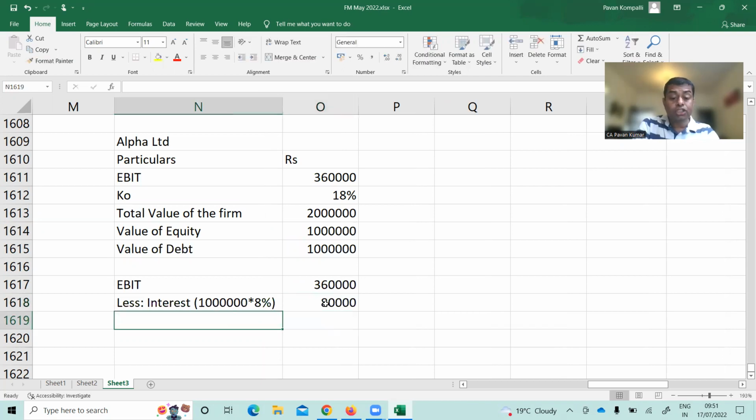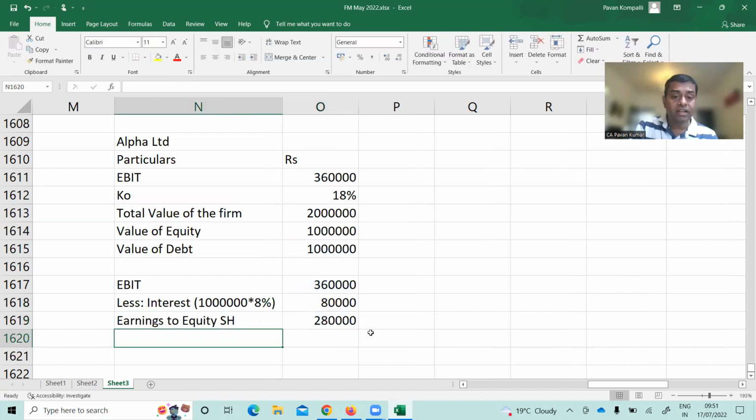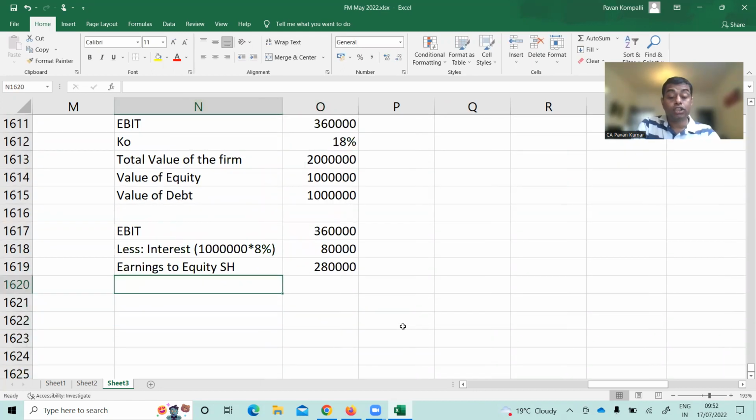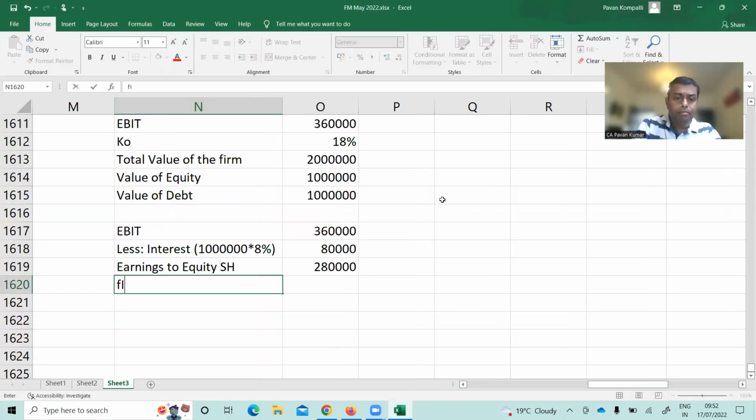So earnings to equity shareholders. How much? This minus this must be 260, 280. Sorry, 360 minus 80, 280. Correct. 280. So what they asked, look here, what they asked: calculate implied required rate of return.